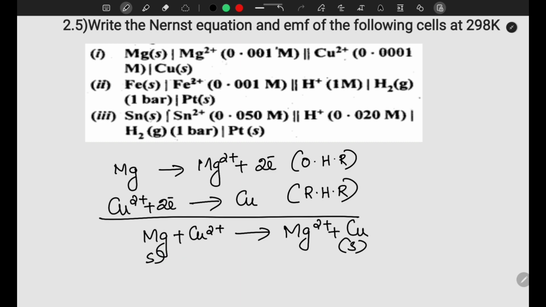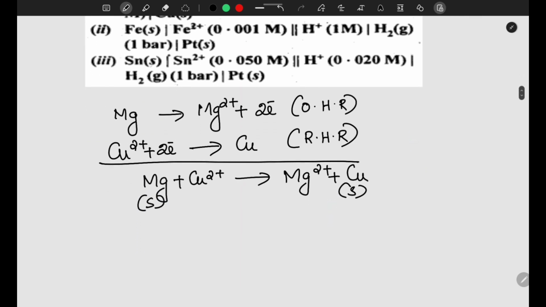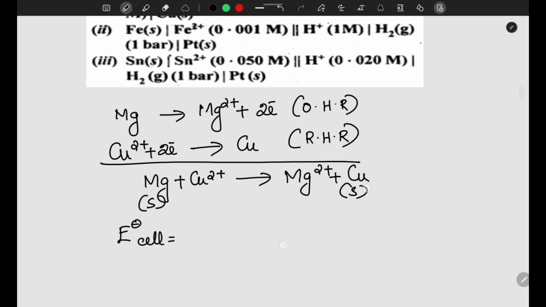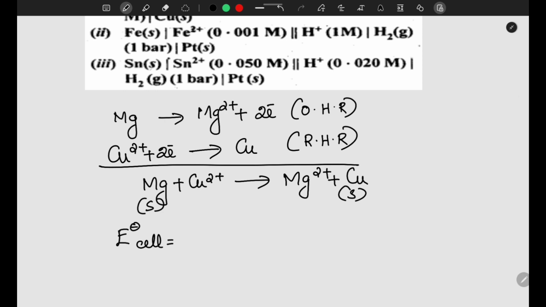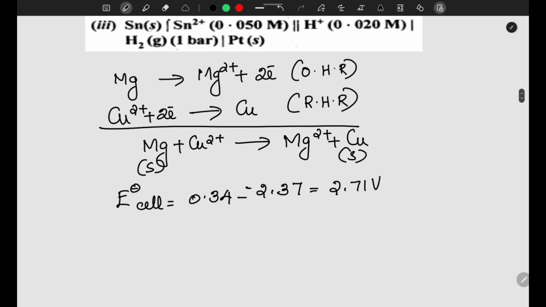Now let us calculate E naught cell. E naught cell is equal to E naught cathode minus E naught anode. So E naught cathode is here copper. Its potential is 0.34 minus potential of magnesium electrode, that you will get from the activity series. It is minus 2.37. So when we simplify, we will get 2.71 volt.